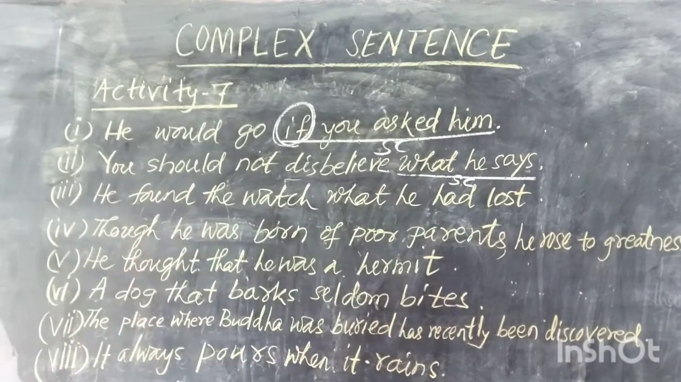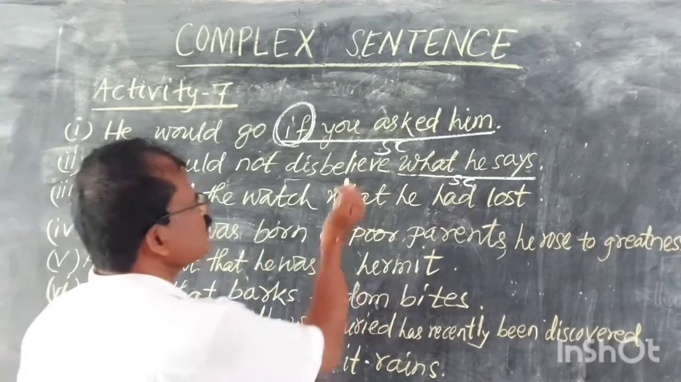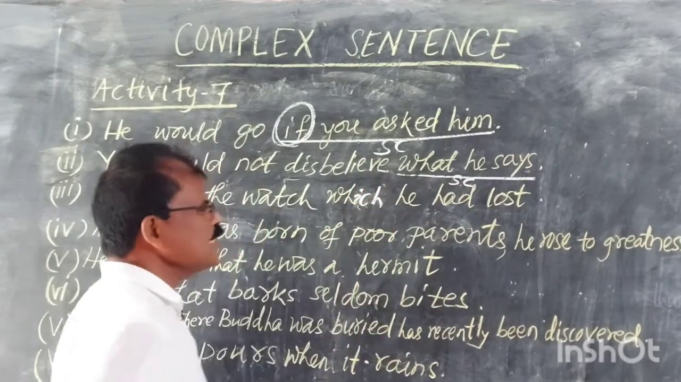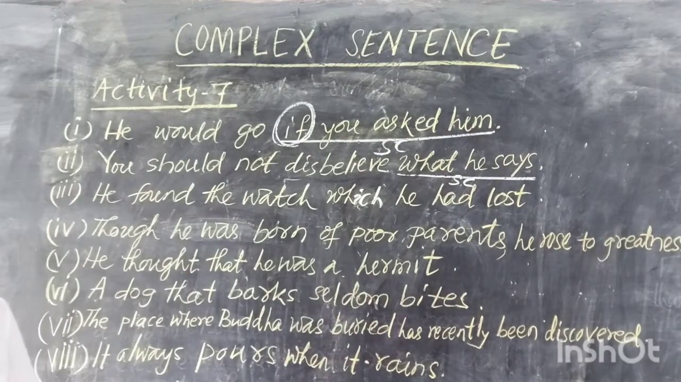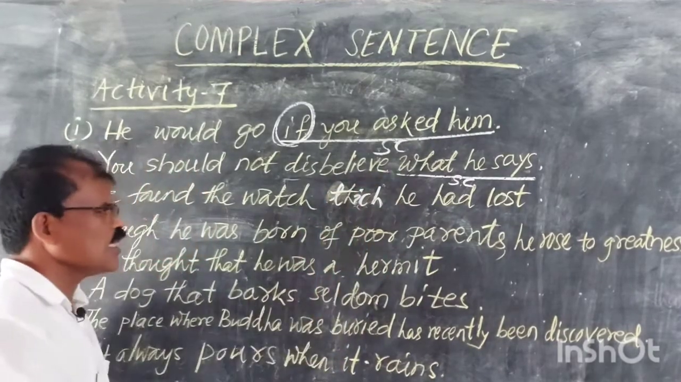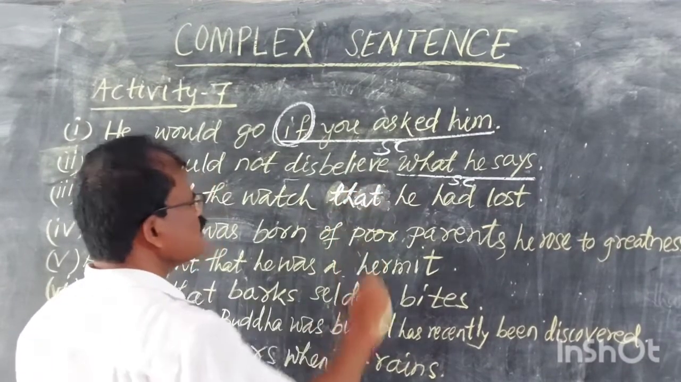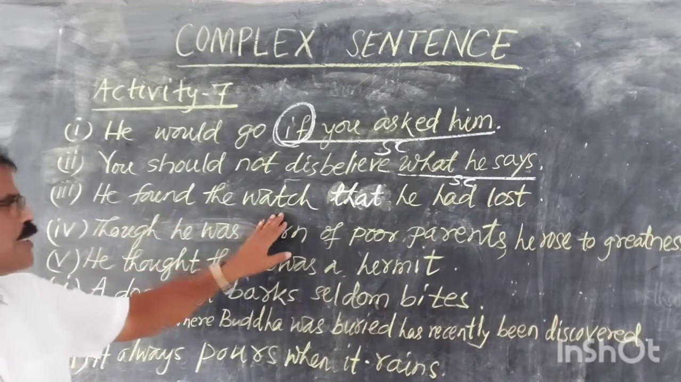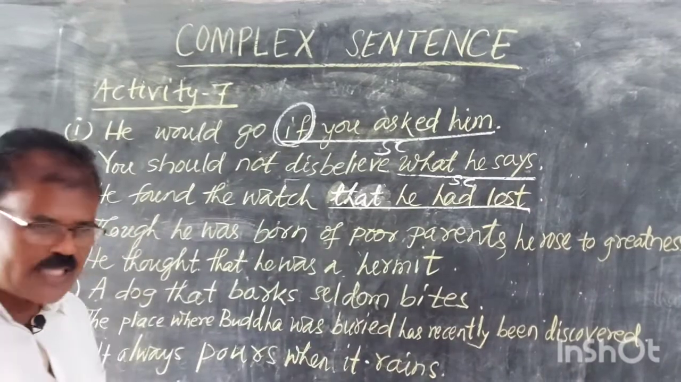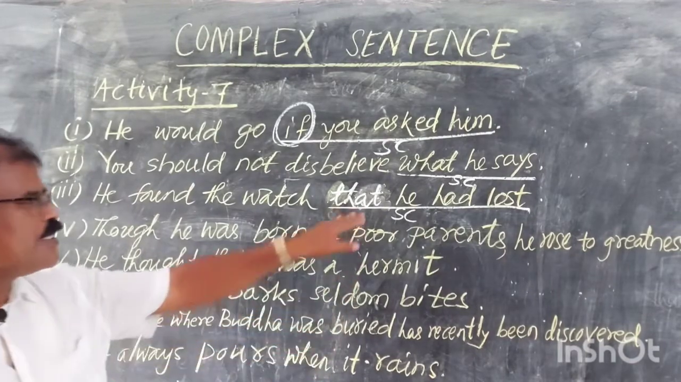He found the watch what he had lost. What, no, which. Let's say which. Which he had lost. He found the watch that or which you can use. Sorry. Anything, which is also correct. He found the watch that he had lost. Subordinate clause is that he had lost. It begins with that. So it is a noun clause.